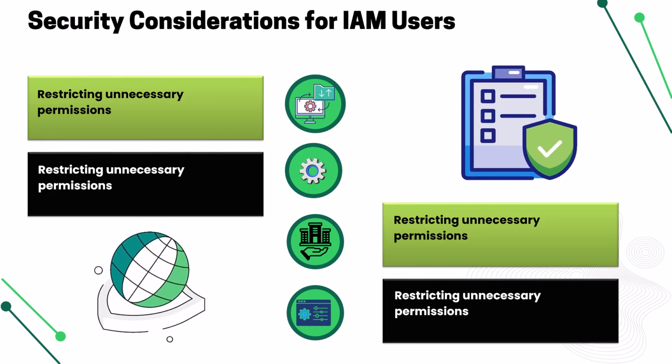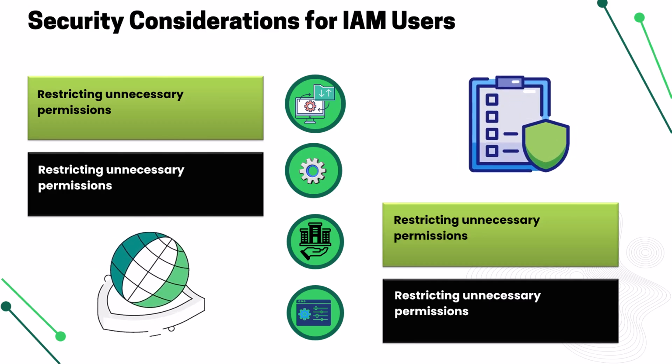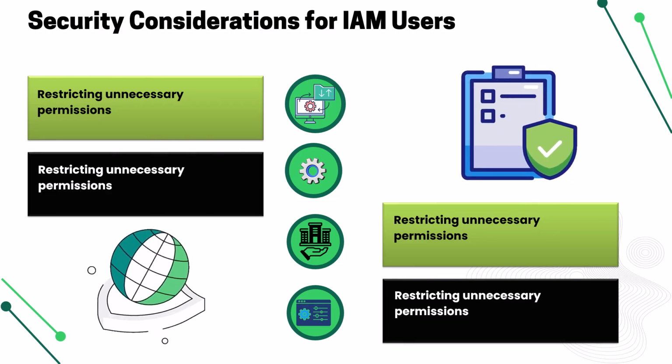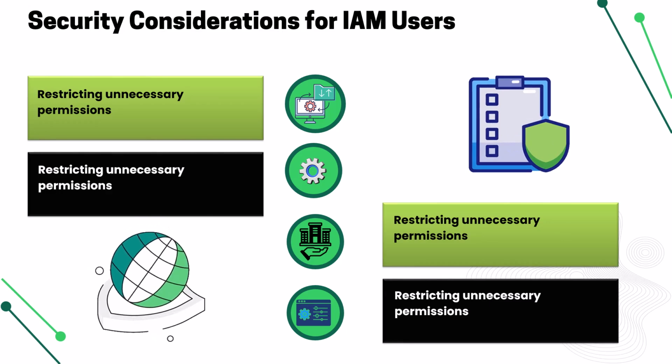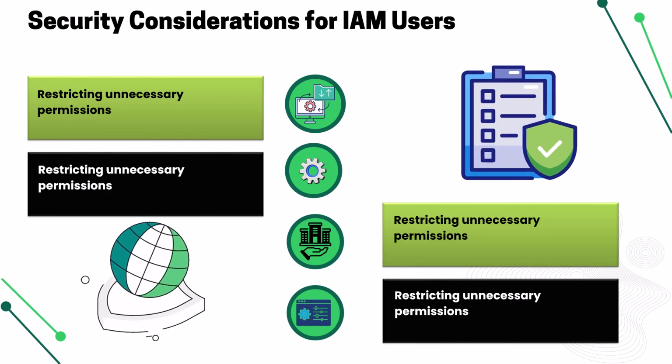Security is non-negotiable. Never give excessive permissions. Least privilege is key. Monitor IAM activities for suspicious behavior. Role-based access makes management easy. And regular audits help catch vulnerabilities before they turn into disasters. A little caution now saves huge headaches later.